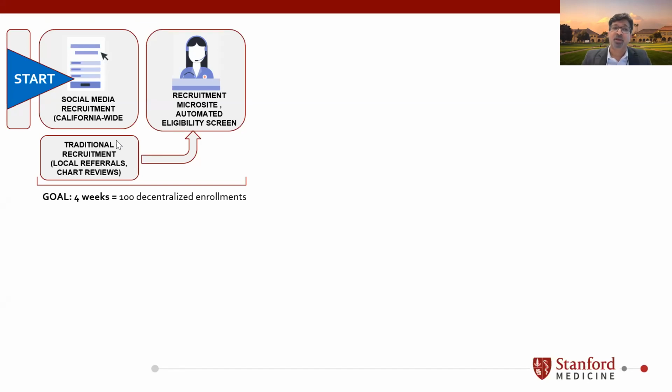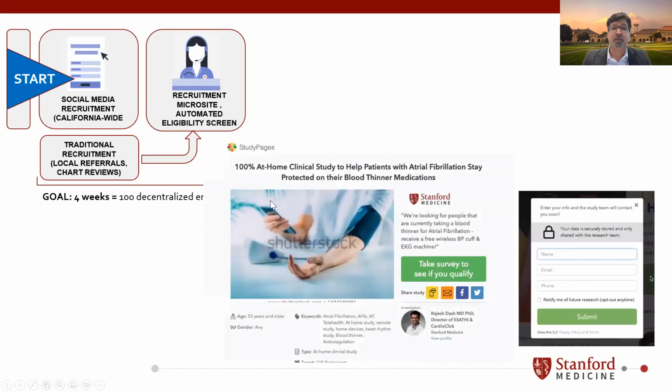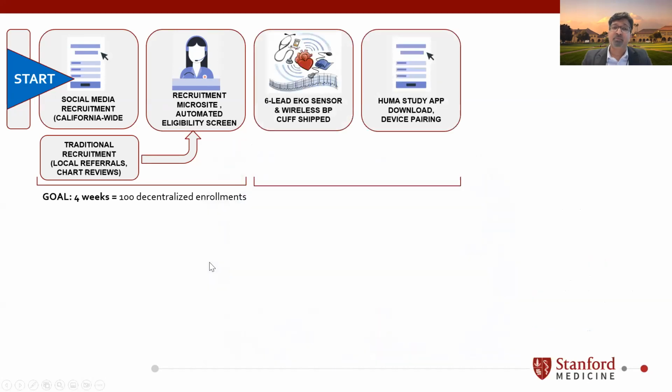Both groups of patients were directed to an online recruitment microsite that we generated that automated their eligibility screening, shown here, where they got basic information about the study, a 5-question pre-qualifying survey, and then also were directed, if they qualified per their report, to another site that would actually allow them to enroll in the study digitally. Now, they also had to upload a copy of their EKG or evidence of AFib. They also had to upload their prescription for an anticoagulant, so we knew that they were taking it.